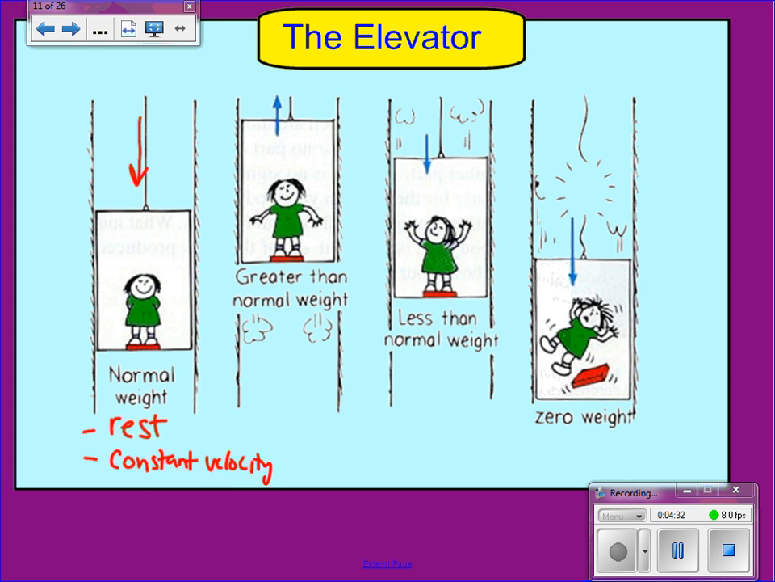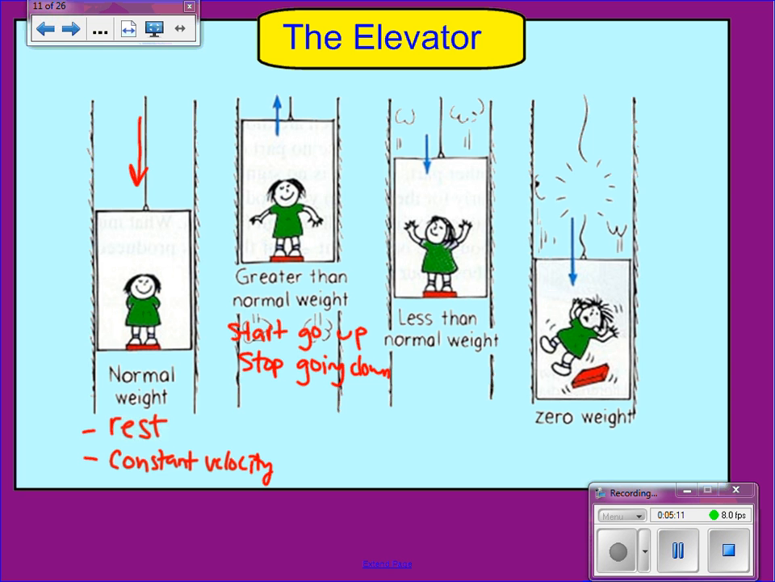So in other words, you're going to feel your normal weight when the elevator and you together are in equilibrium. Now, when you feel greater than your normal weight, as we've already gone over, is when you're in motion, where the elevator is going in some sort of upward motion or upward acceleration. So we've kind of covered that on the previous slide. There are two times that you're going to feel greater than your normal weight: when you start to go up and when you are stopping going down.